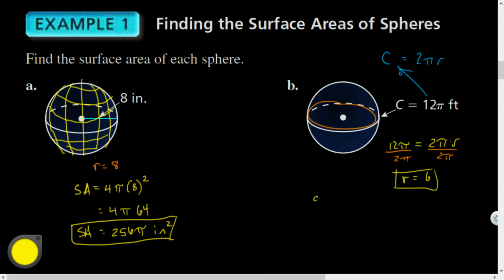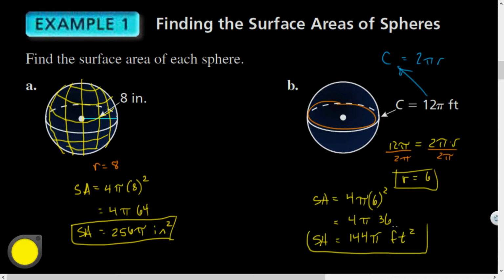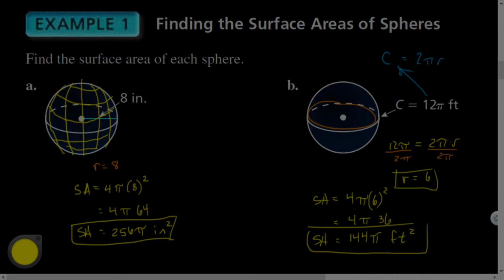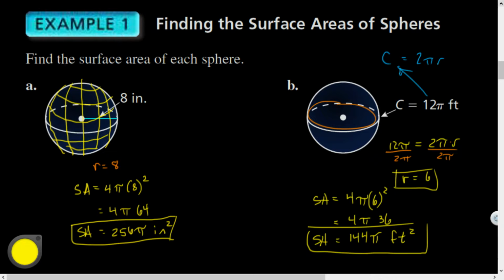So now I could find the surface area by just doing 4 pi r squared. So 4 pi times 6 squared. So 36. What's 36 times 4? 72, 144 pi. And this would be in feet squared. So be careful, make sure that with surface area, once again, we're using square units and not cubic units.